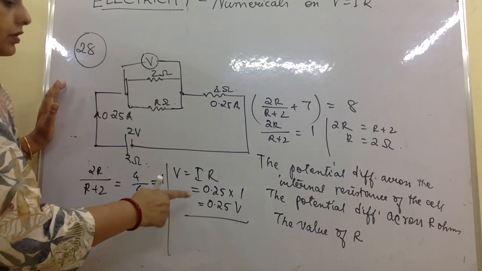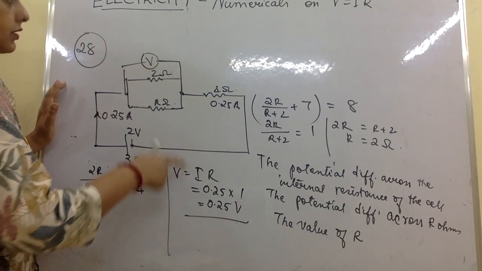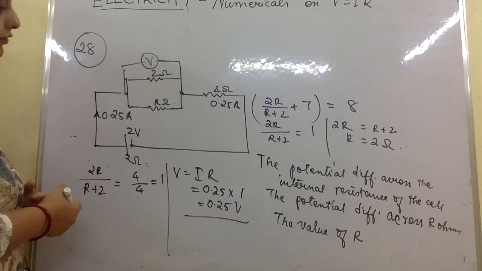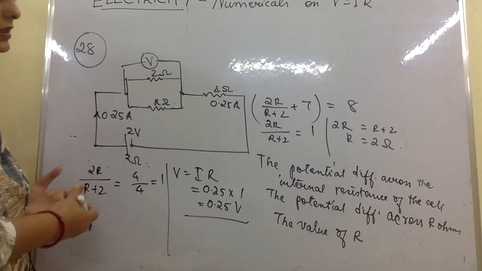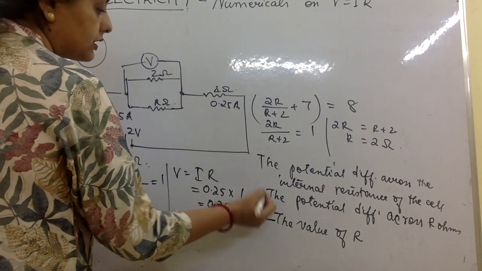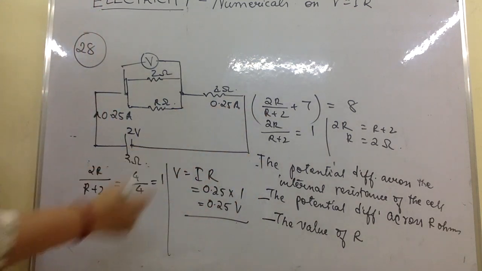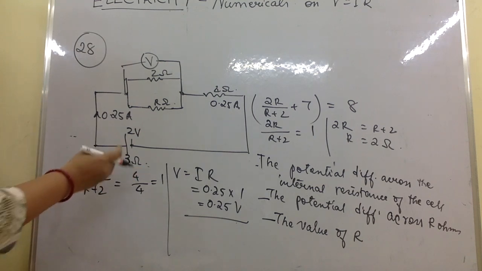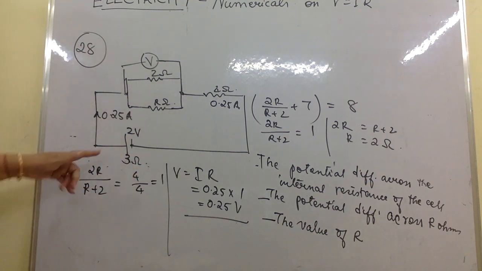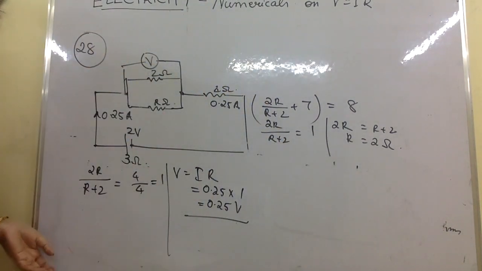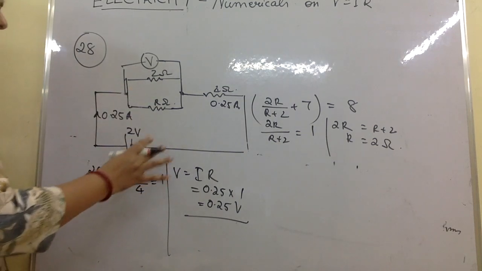Now here I found this one, I found this one, and I have to find the potential difference across the internal resistance of the cell. Now most of the people will straight away write 2. 2 is not the correct answer. Let's see how we find it, because 2 is meant for the entire circuit.